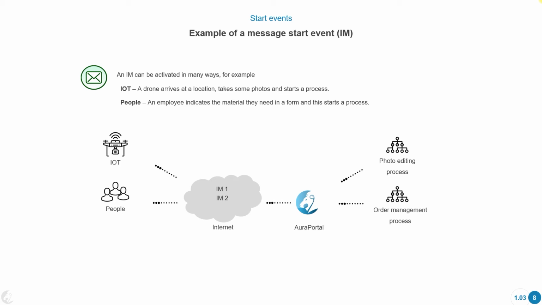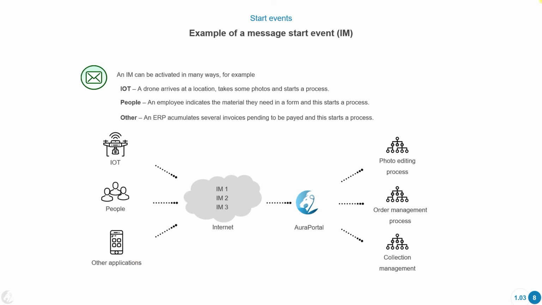For example, someone fills in a form with the material they need, and once they do this, the process starts. For example, we have here an order management process. Who starts this process? Anyone who can create an order. So as soon as they fill in the order form, they input the data into this form, and by doing so, they click on a submit button, and that starts a process. Or it could be any other thing that can input data into the system.